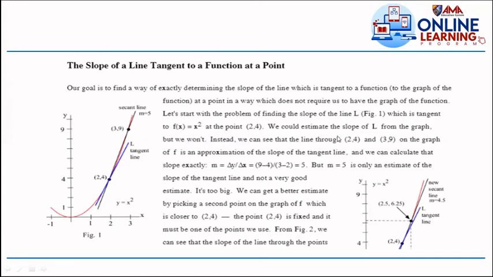We could estimate the slope of L from the graph, but we won't. Instead, we can say that the line through (2, 4) and (3, 9) on the graph of f is an approximation of the tangent line. Okay? And we can calculate that the slope exactly, m is equal to delta y all over delta x, is equal to (9 minus 4) all over (3 minus 2), is equal to 5. Okay? So, dito po tayo dito sa figure 1.